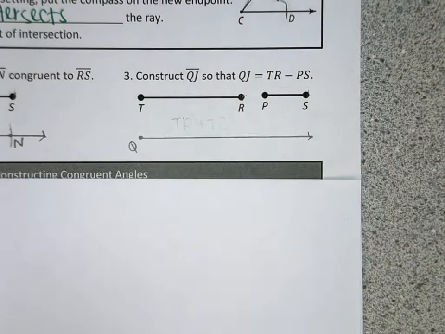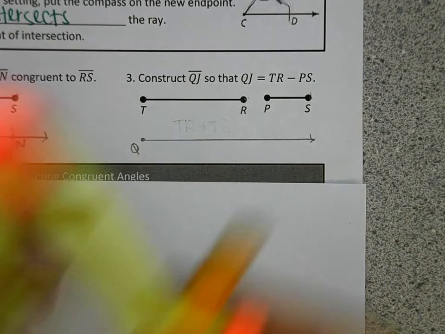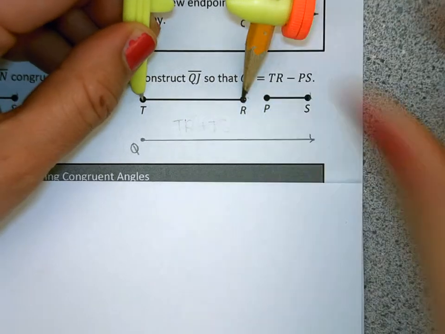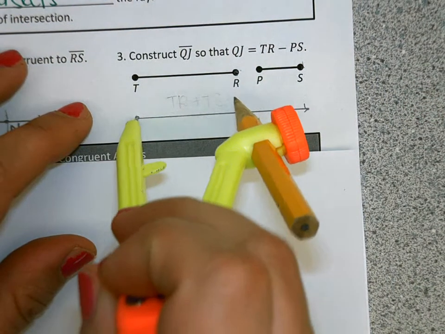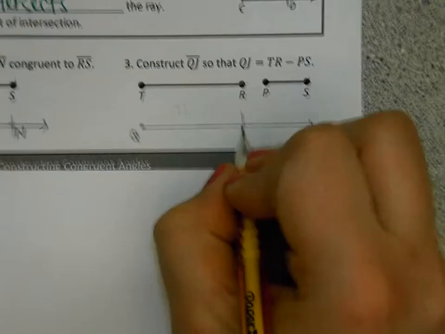Technically it's a ray. We have to do the bigger one first. So let's construct a segment the same length as TR first. Copy TR right there. Put a point at the intersection.